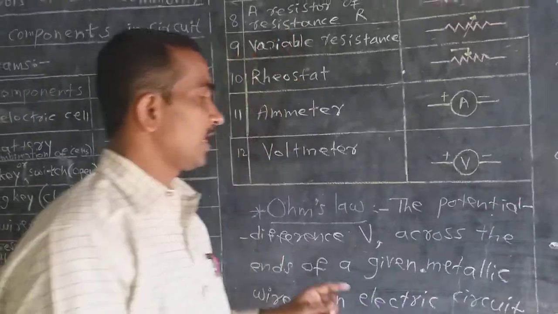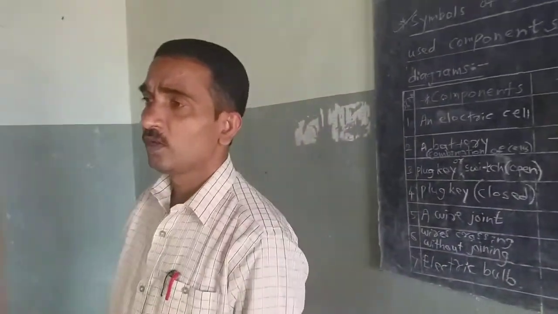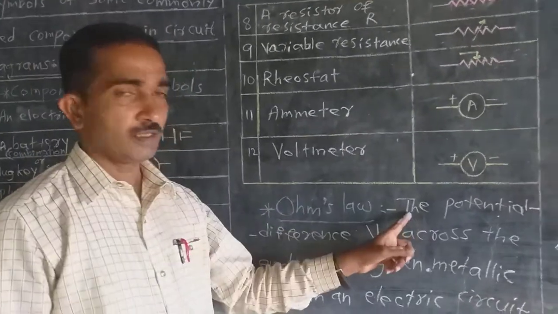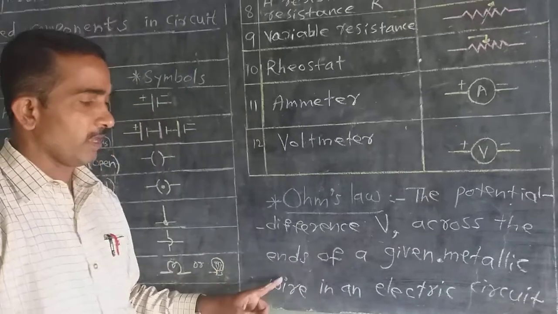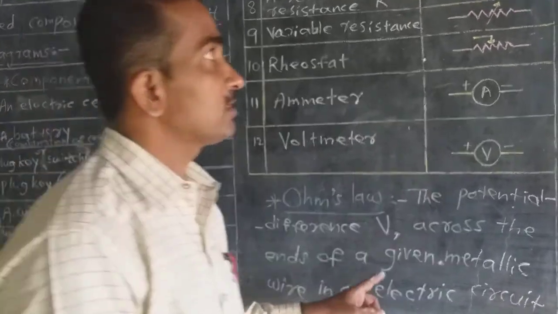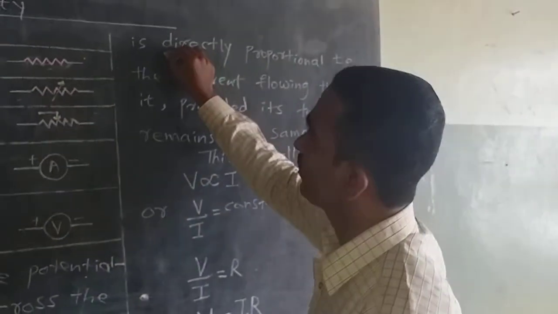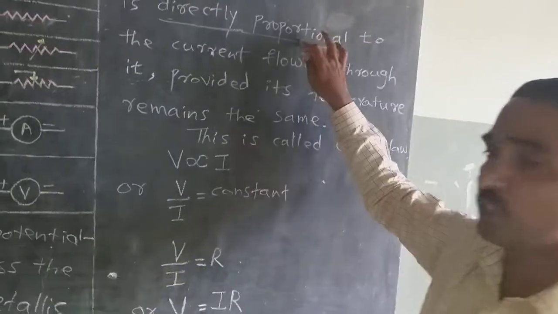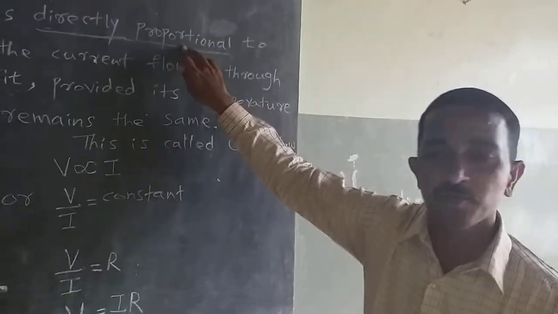Next one, negative pole. Next one, a very important sub-unit, that is Ohm's law. I will read the statement of Ohm's law. See that the potential difference V across the ends of a given metallic wire in an electric circuit is directly proportional. I will underline the words directly proportional. Directly proportional means if one factor increases, the other factor also increases.